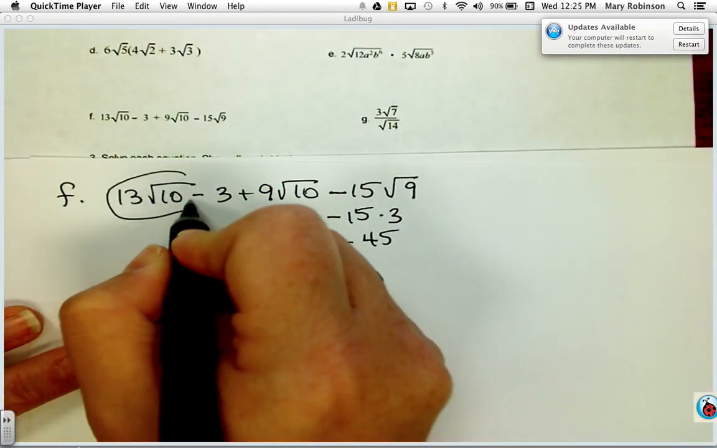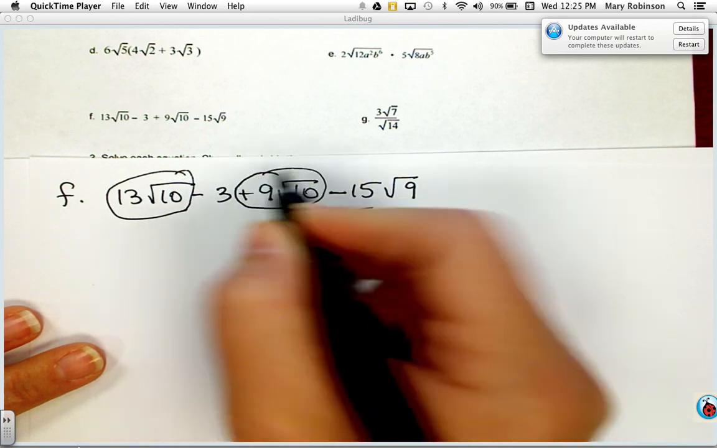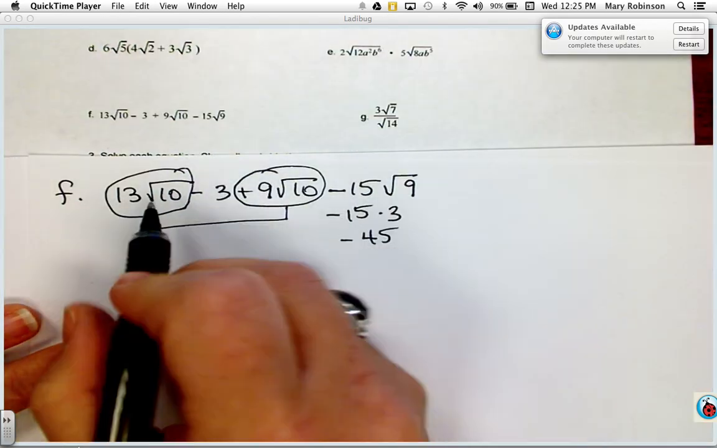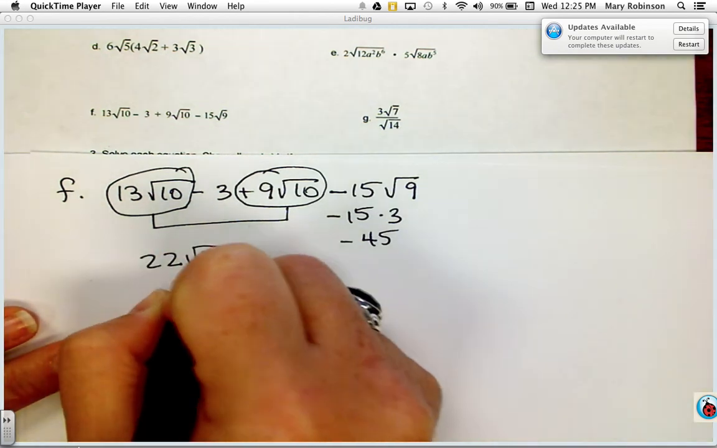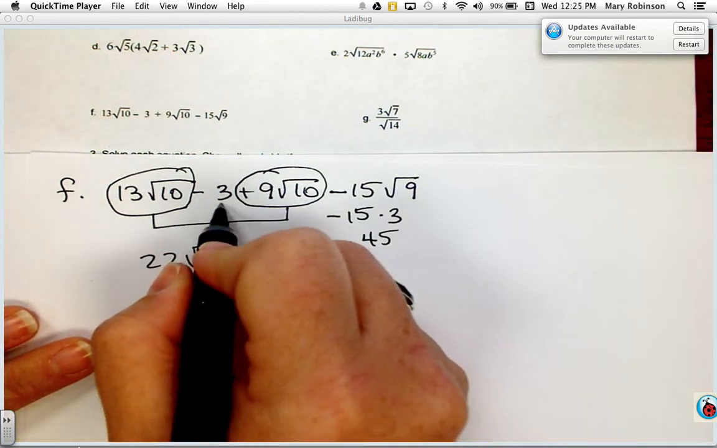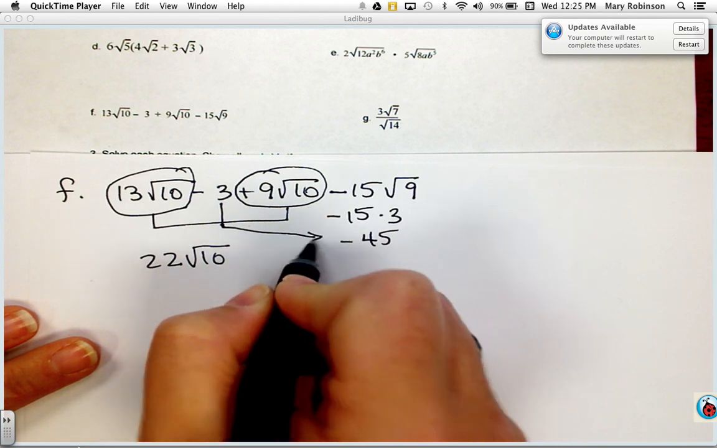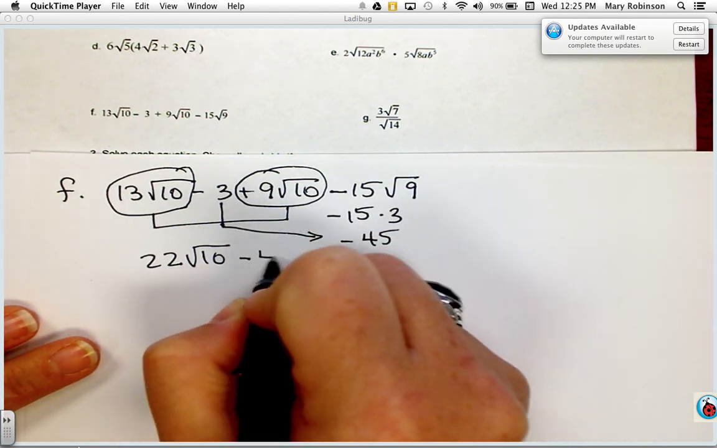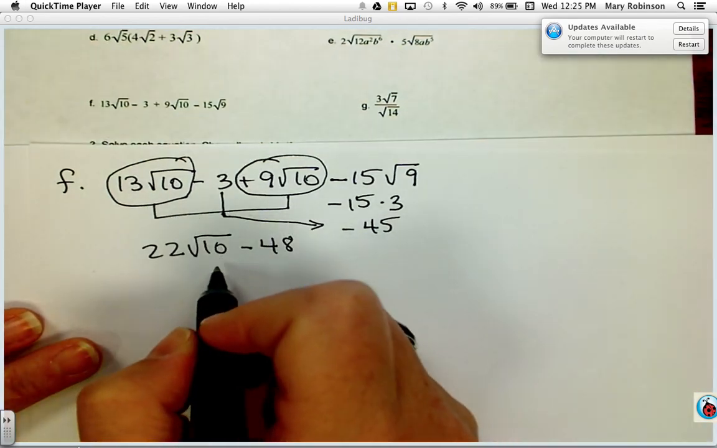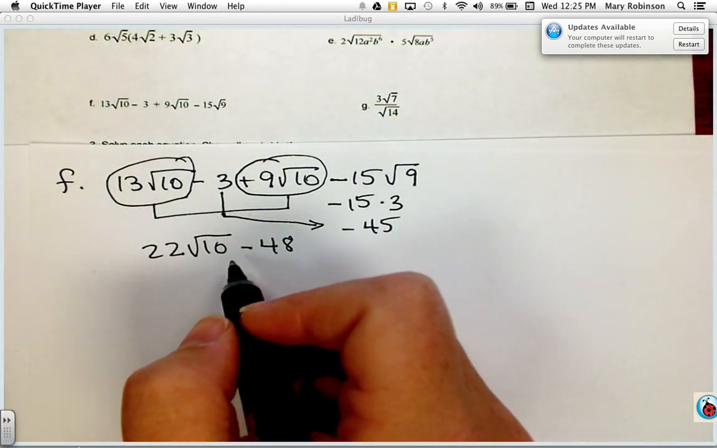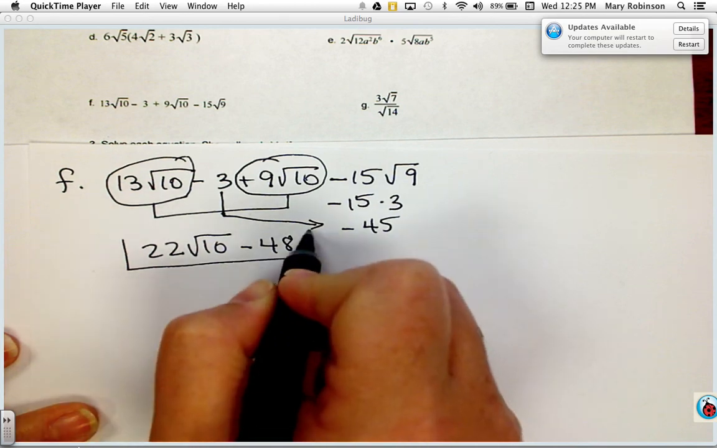These two terms here are like terms, so if I combine them together, 13 plus 9 is 22, square roots of 10. But then I can combine my negative 3 with negative 45 to get negative 48. And at this point, 10, there's nothing we can break that down to pull out pairs of factors, so we're through.